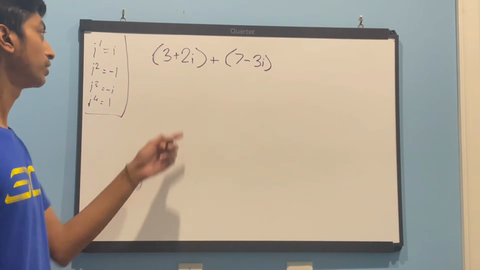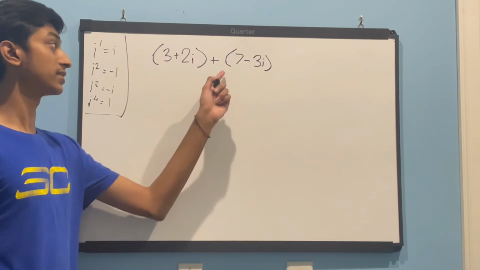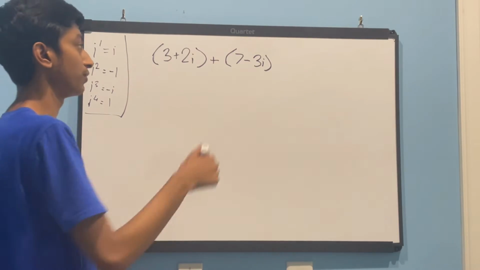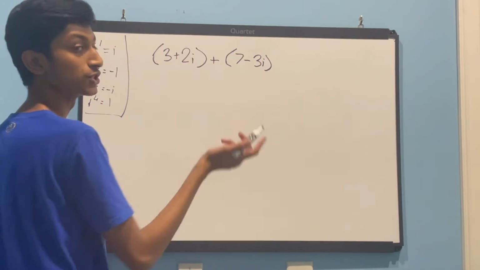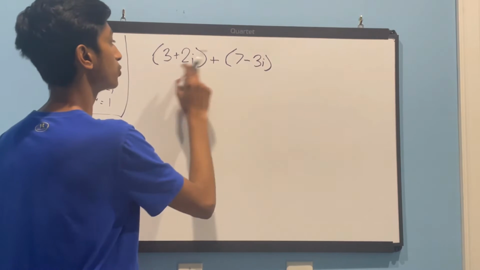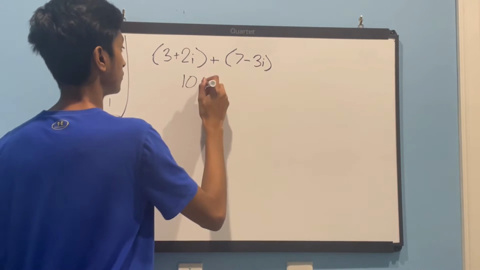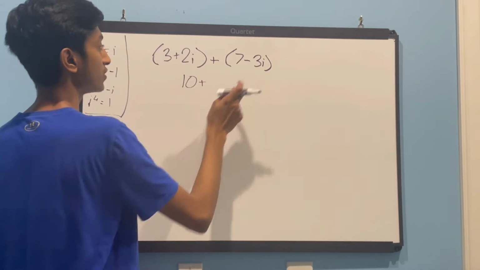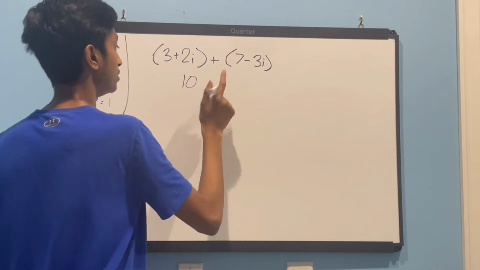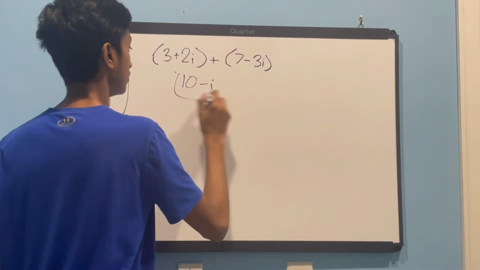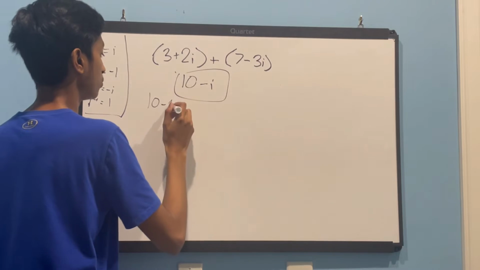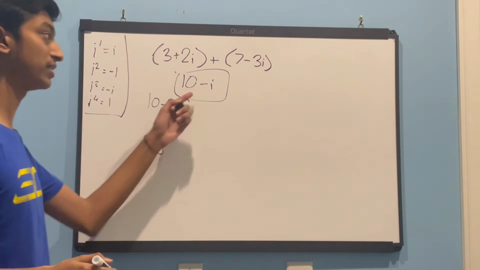Problem up here on the board: 3 plus 2i plus 7 minus 3i. We're adding these two terms together, so it's just simple combining like terms. 3 and 7, that would be 10. And then 2i minus 3i would actually be minus i. Or I could just write 10 minus 1i, but that's the exact same thing. So that'd be 10 minus i.